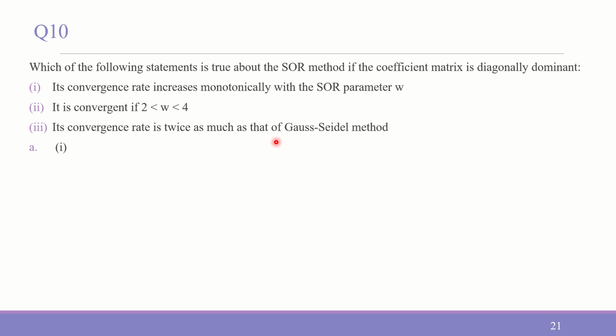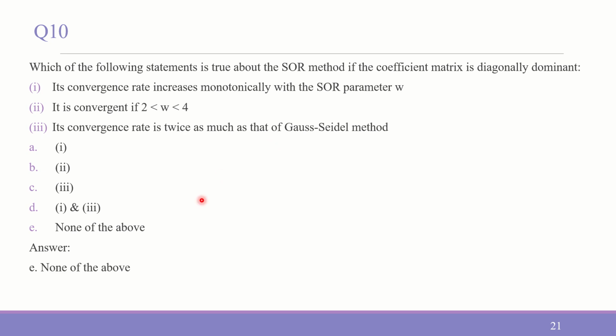So we will see the solution options first. Option A 1, option B 2, option C 3, option D 1 and 3, option E none of the above. So we are asked to identify which of the given statements is true about the SOR method, and we have identified that none of the above is a true statement with regards to the SOR method. So option E is the right answer.